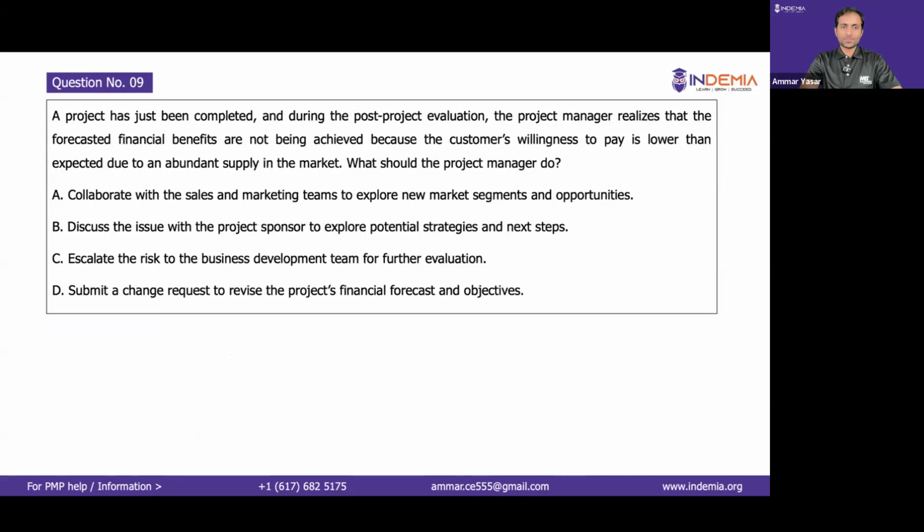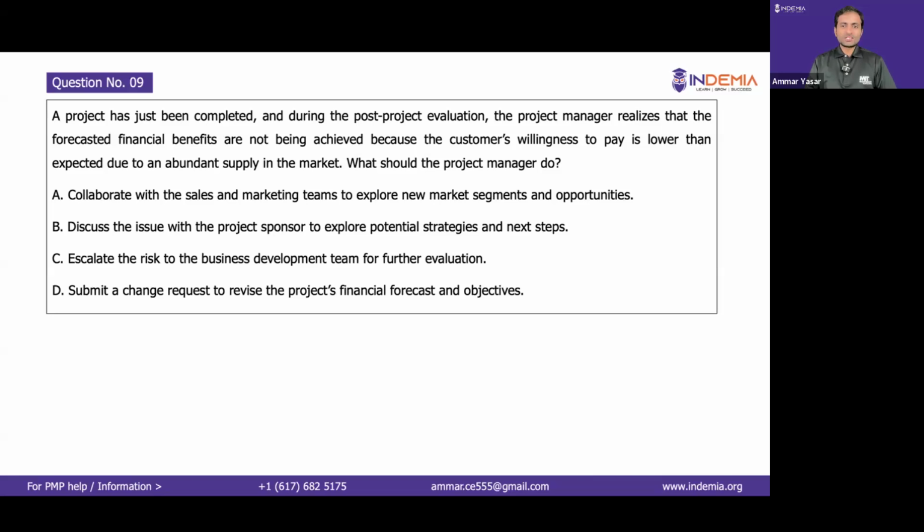Next question. A project has just been completed, and during the post-project evaluation, the project manager realizes that the forecasted financial benefits are not being achieved because the customer's willingness to pay is lower than expected due to an abundant supply in the market. What should the PM do?